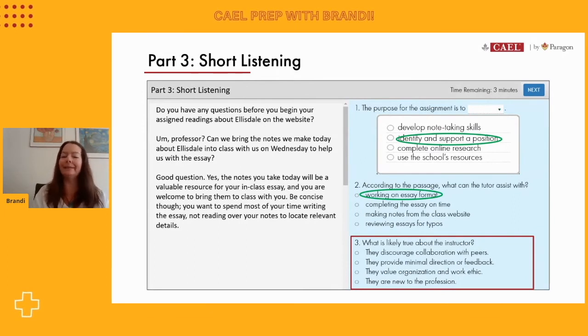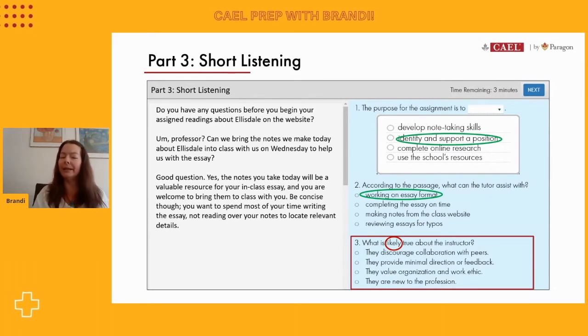So this one might be a little bit trickier to answer for some of us. Again, it is an inference question based on this word. What is likely true of the instructor? So we might as well just finish talking right now about the transcript. I've got the last section of it on the screen for you here now.